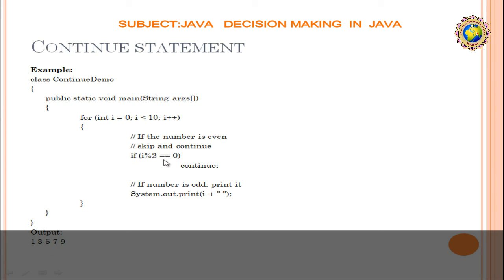6 modulo 2 equal to 0, so it will be skipped. 7 modulo 2 is not equal to 0, so it will be printed. And 8 modulo 2 equal to 0, so it will be skipped and continue. Then 9 modulo 2 is not equal to 0, so it will be printed. And 10 modulo 2 equal to 0, so it will be skipped and continue. So this is about the continue statement.